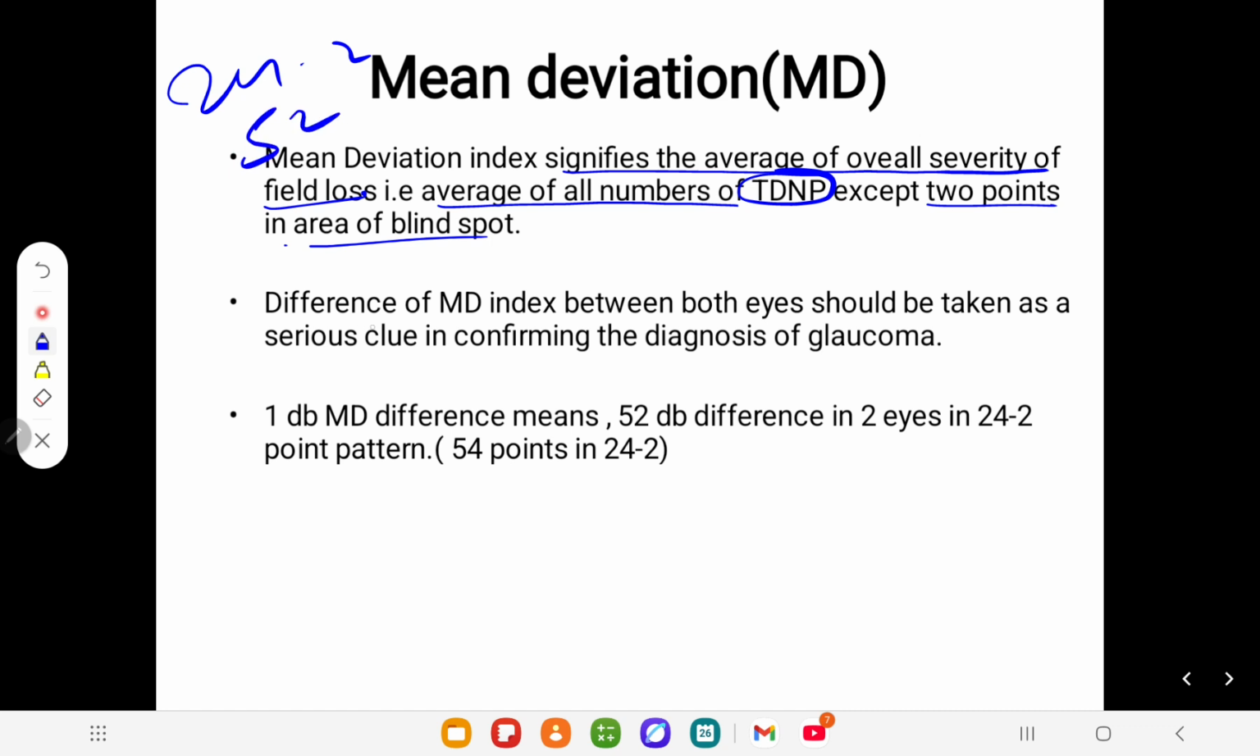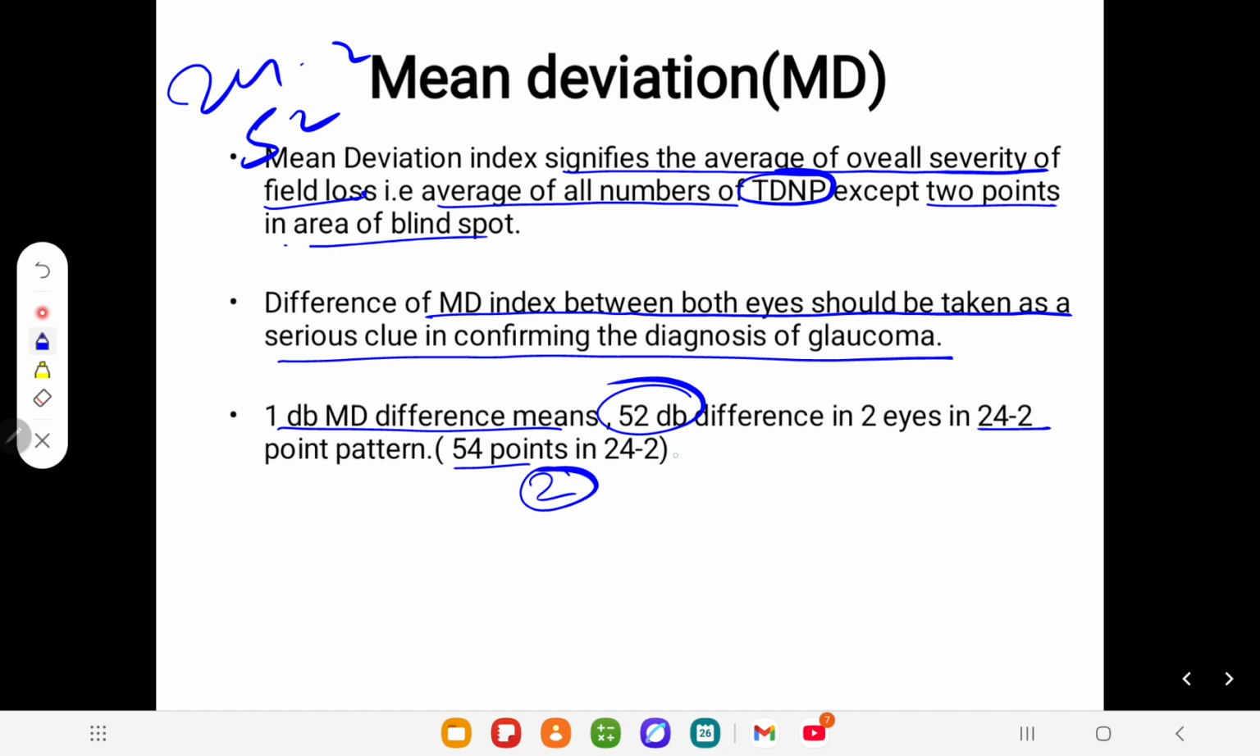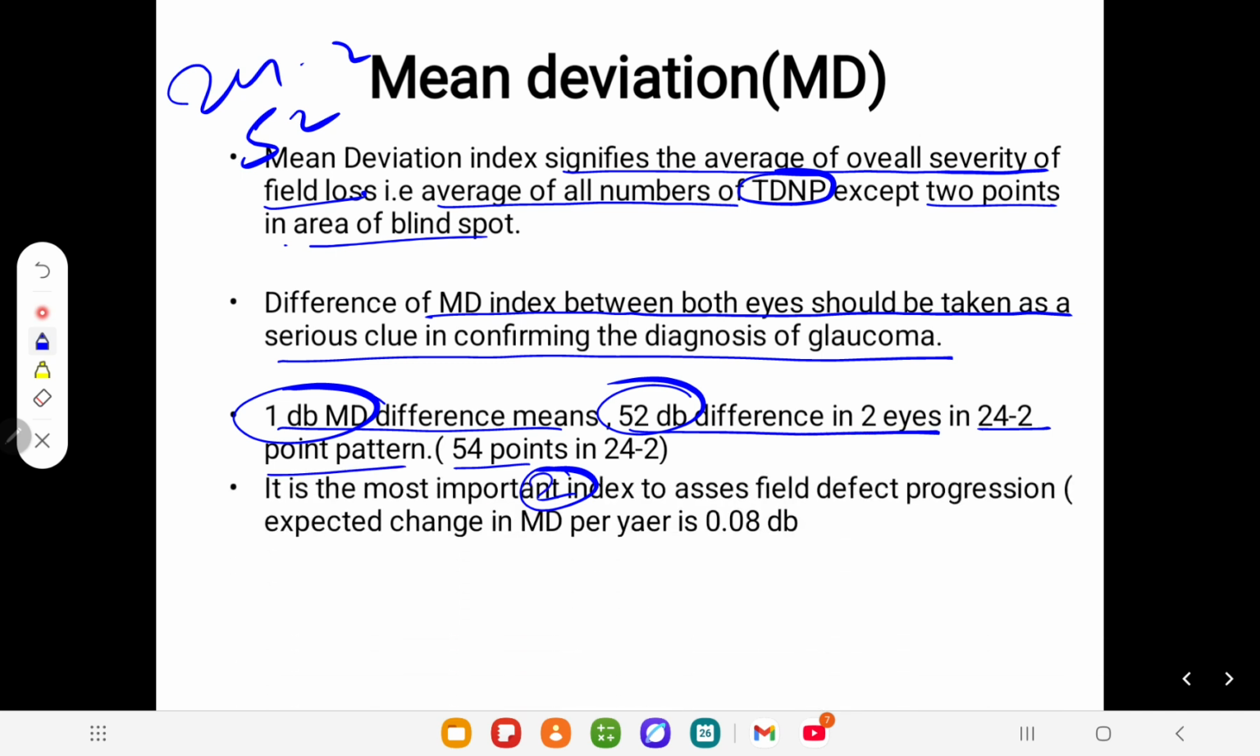Okay. So the difference in mean deviation between two eyes should be taken as a serious clue or confirmed diagnosis of glaucoma. In case of glaucoma, there is a difference in mean deviation between the two eyes. See, there are 54 points, in which 2 points are not considered. So a mean deviation difference of one means every point has one deviation difference. That means a 52 deviation difference between two eyes, isn't it? That's quite fascinating to understand.